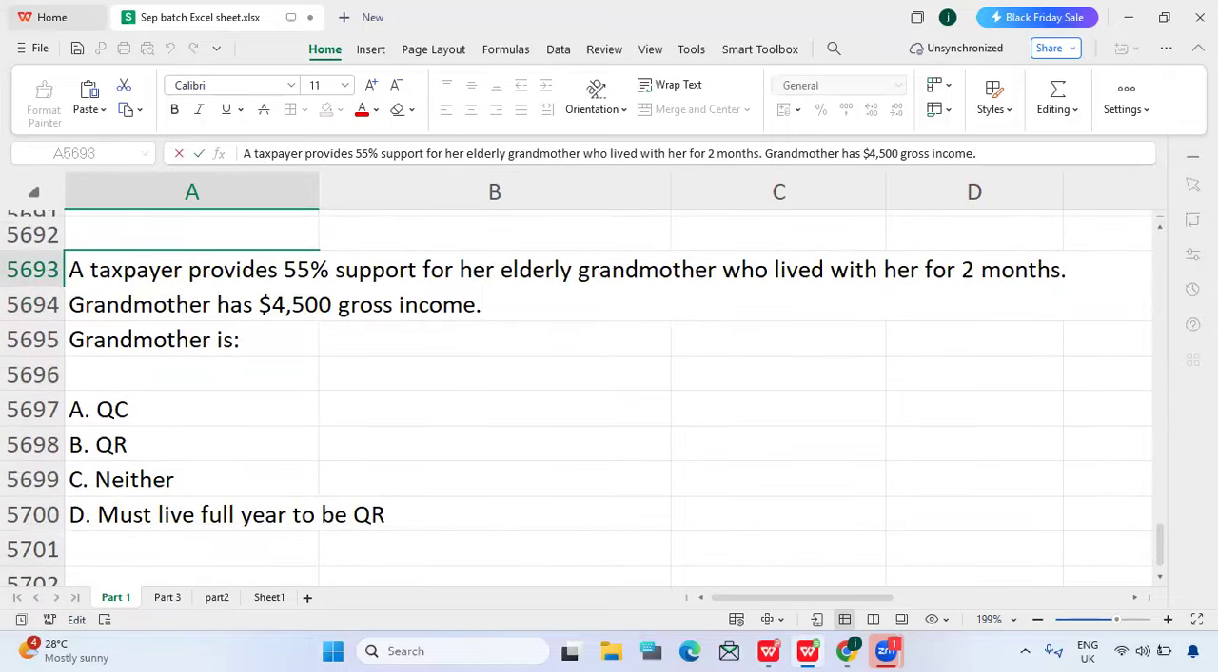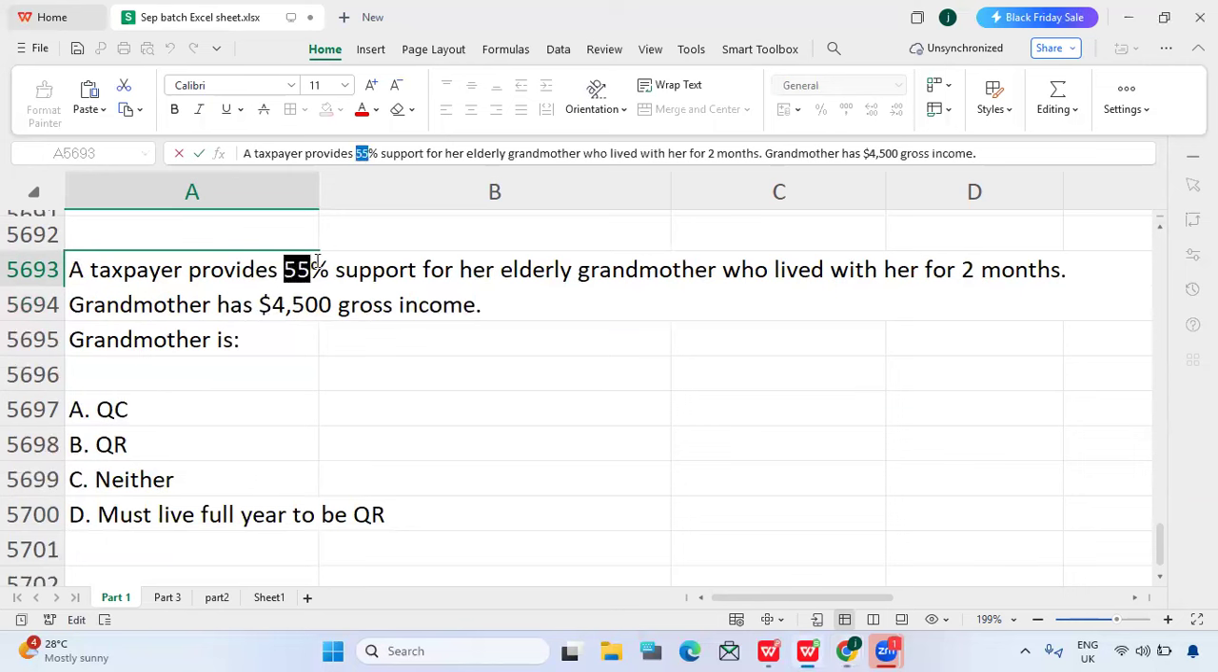What is the answer, guys, for this? A taxpayer provides 55% of support for her elderly grandmother who lived with her for 2 months. Grandmother has 4,500 gross income. Grandmother is? Qualifying relative.